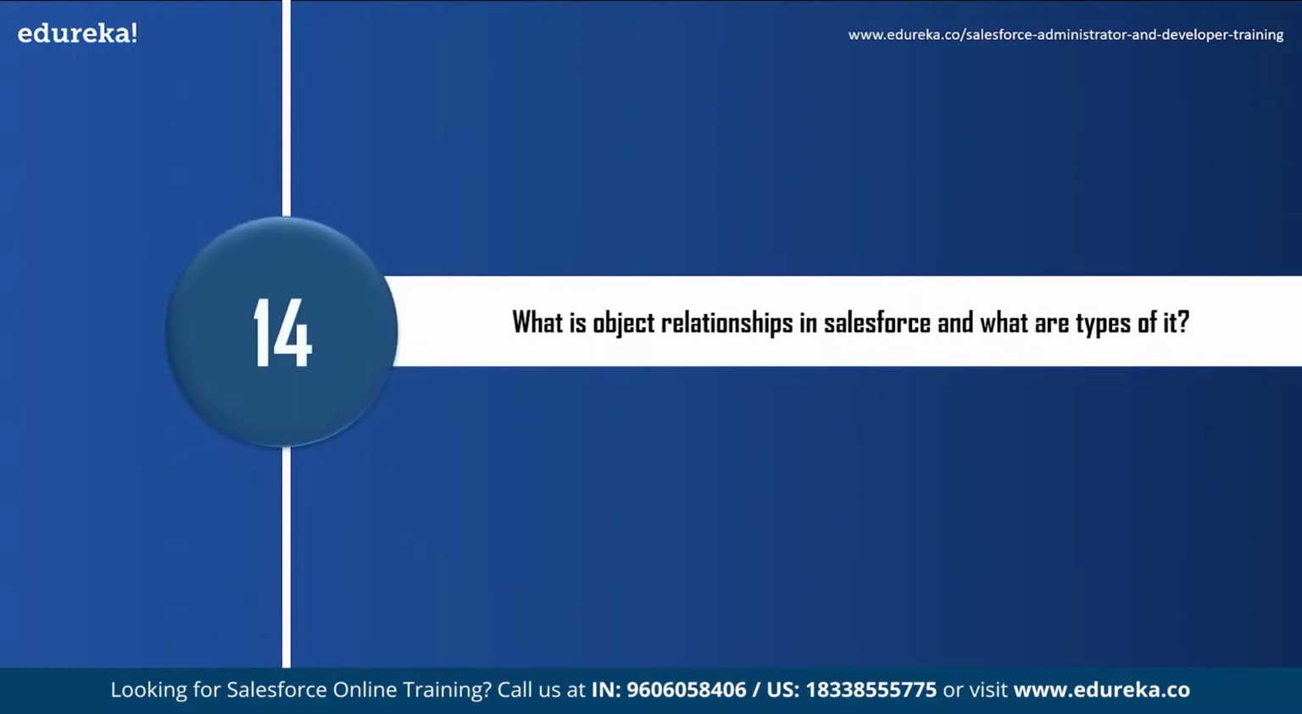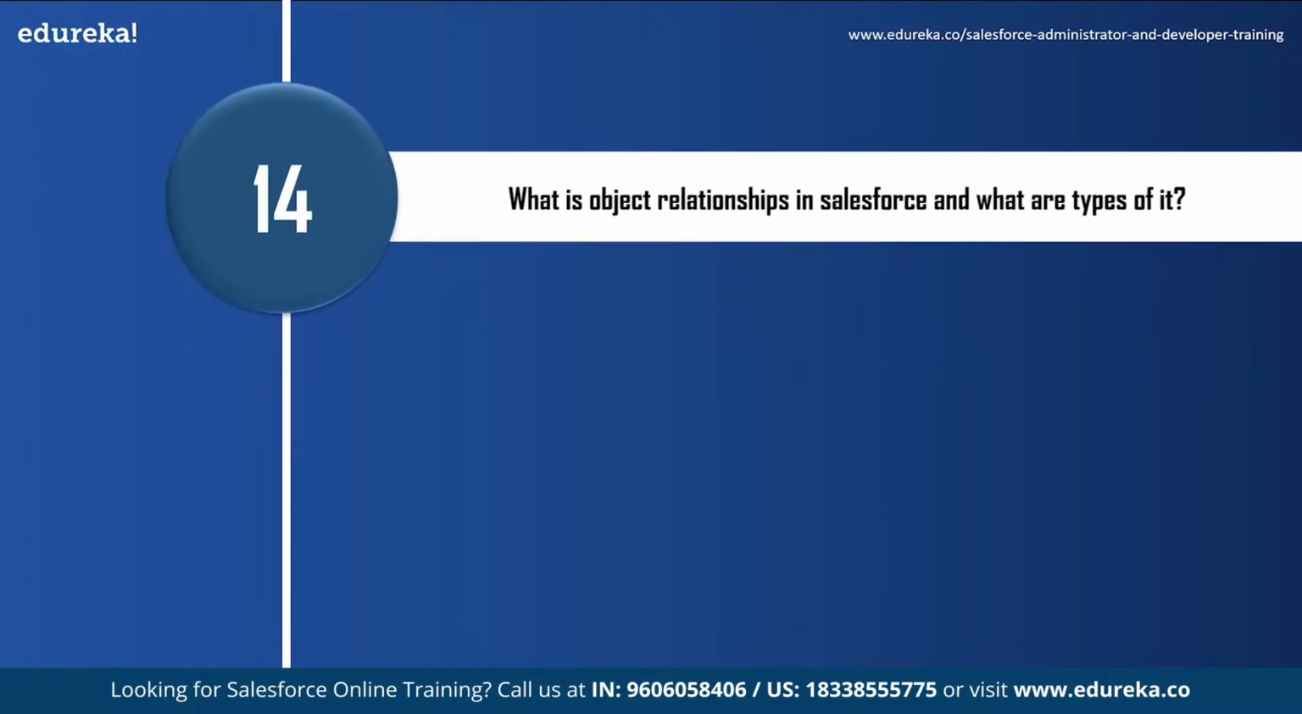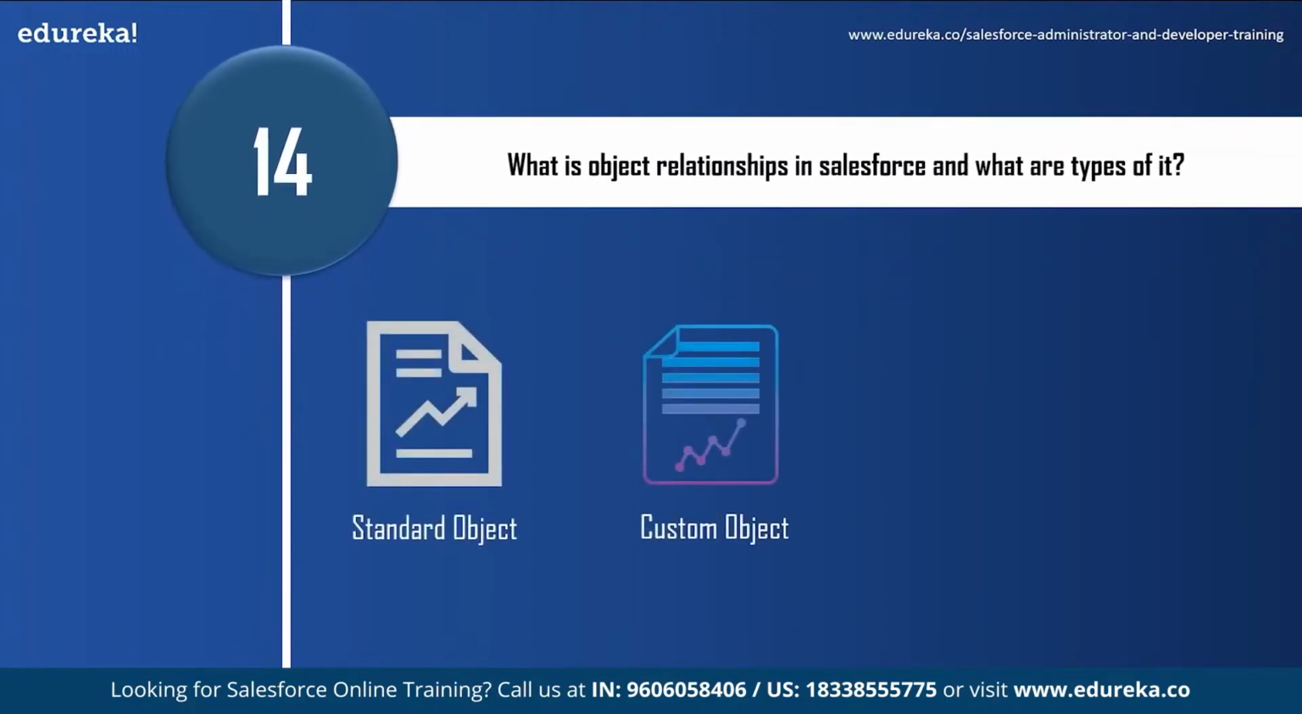The next question is, what is object relationship in Salesforce and what are the types of it? So to understand this question, let us first understand what are objects and what are the types of objects. Now objects are nothing but database tables that allow you to store data specific to an organization in Salesforce. There are two types of objects. The first one is standard objects and the other one is custom objects. Standard objects are objects provided by Salesforce.com.